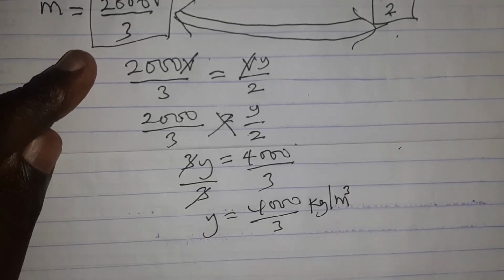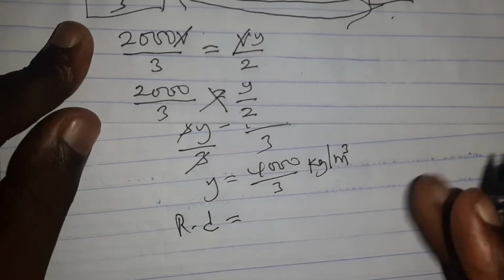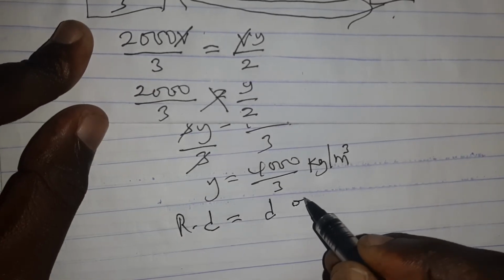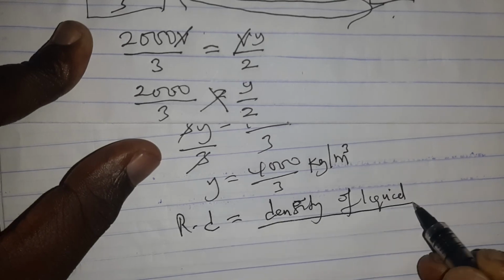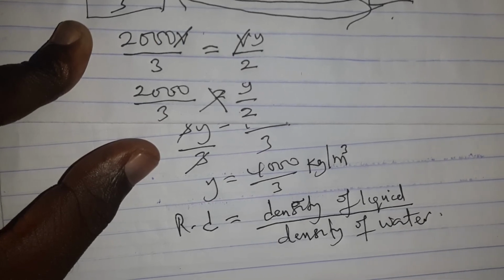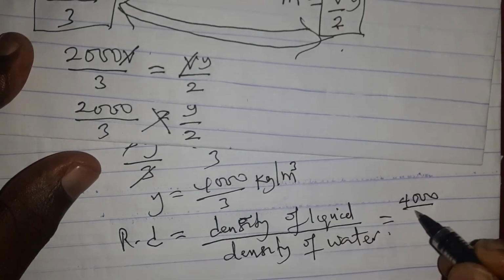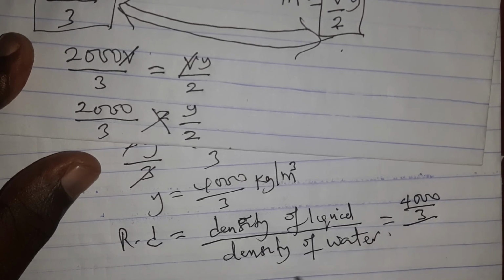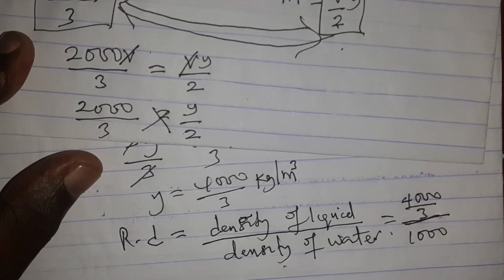But they said we should find the relative density of the liquid, not just the density. And of course, you know that relative density must be the density of the liquid over the density of water, so that will be 4,000 over 3 is the density of the liquid divided by the density of water, which is 1,000. Remember, when they say you should find the relative density of any liquid, it means you are relating the density of that liquid with the density of water, since water is the most common liquid. So that's why I'm dividing it by 1,000.